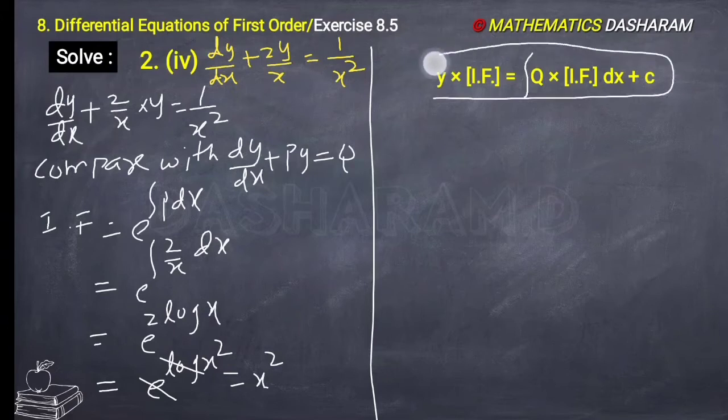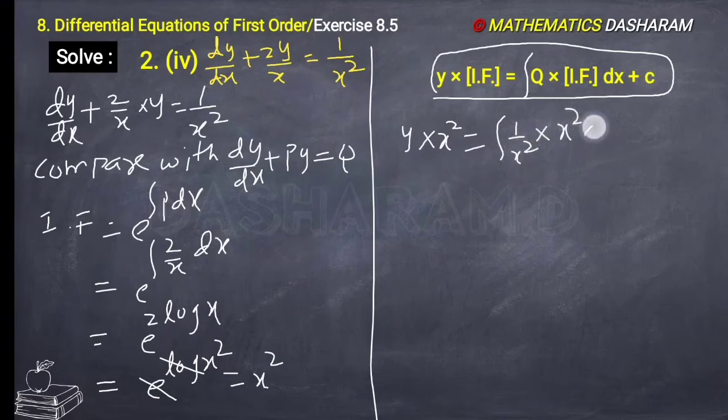So here is the formula to find the solution. So y into integrating factor x square equals integration of q, the q value 1/x square, into the integrating factor x square dx, plus c.